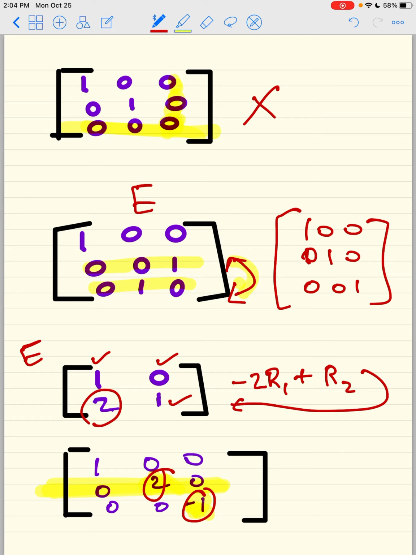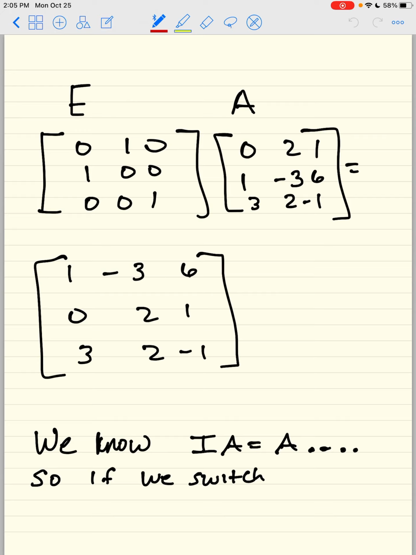So why is it so important to have this elementary matrix? Well, think about this. If I asked you to multiply E times A, right? This is an elementary matrix right now. There's only one step that you need to do in order to get this to be the identity. All you have to do is swap these two, and then you get the identity.